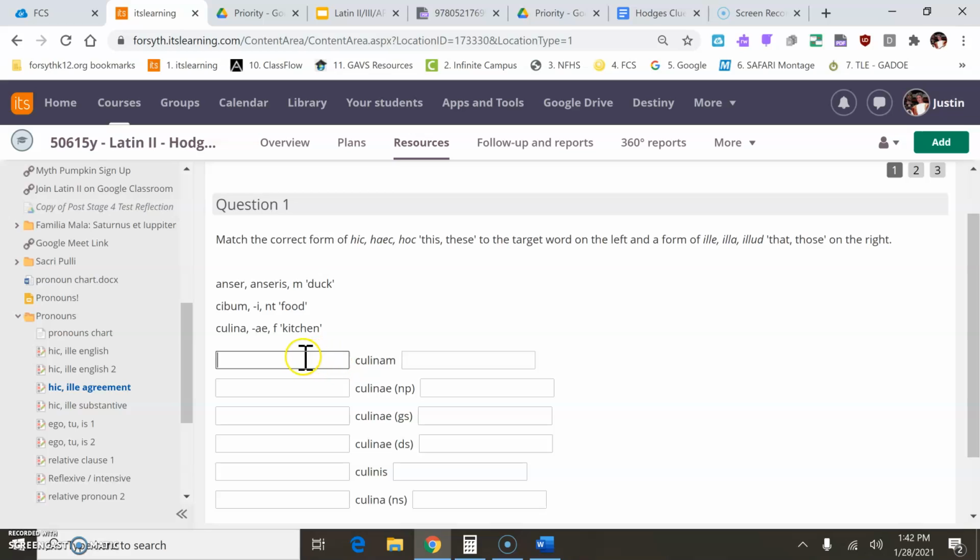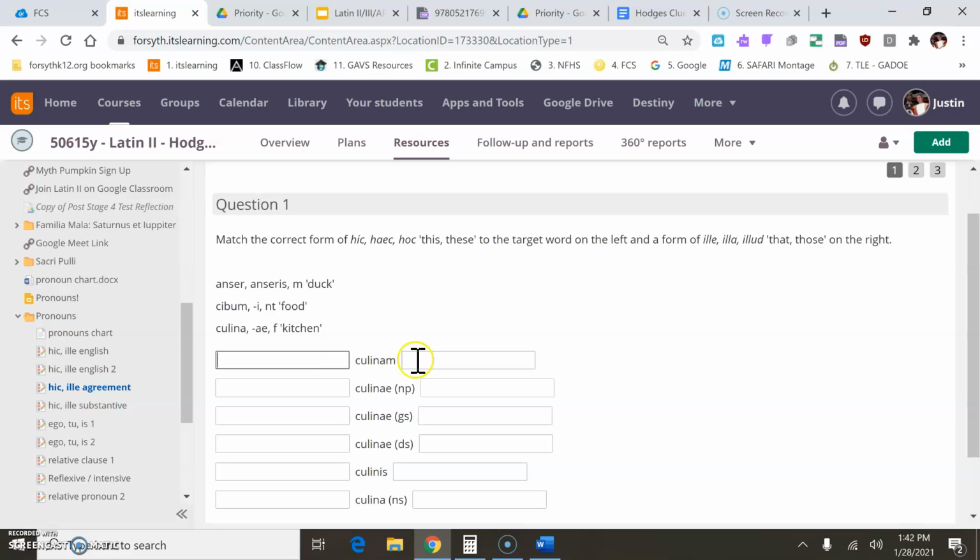First off, culina, culinae. What is the gender of this word? How can we figure it out? The ending a tells us it's most likely feminine, but what's the only way to know for sure its gender? You look at its dictionary entry, which we have up here. Culina, culinae tells us it's first declension. That F tells us that it is feminine. So all of these, we're going to be looking at the feminine forms of hic and illa.